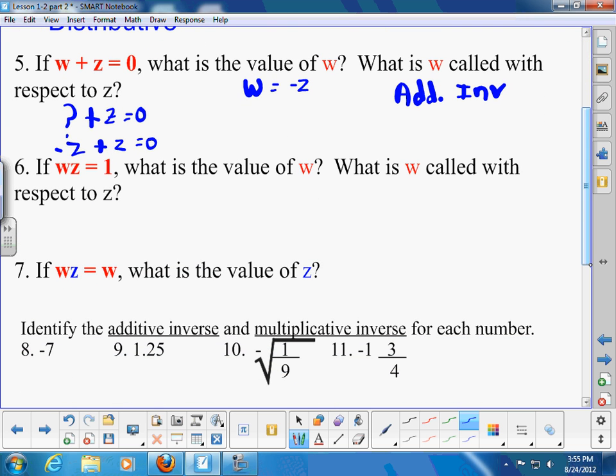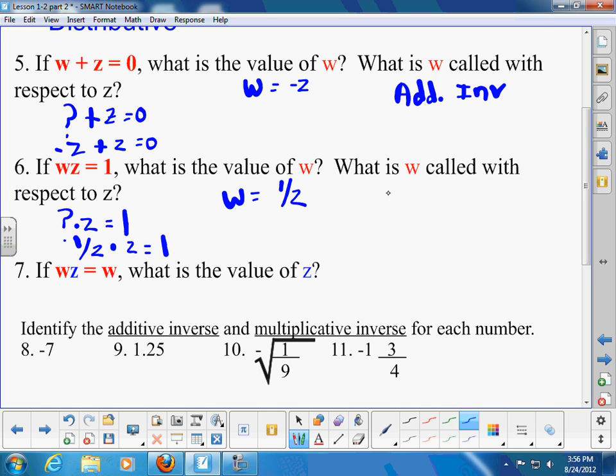Question number 6 is similar. If w times z equals 1, what is the value of w? And what is w with respect to z? So again, replacing that w with a question mark. Something times z equals 1. Well, it's not 0. 0 times z is 0. It's not 1. 1 times z is z. So the question mark has to be 1 over z, since 1 over z times z would equal 1. The value of w then is 1 over z. In other words, the reciprocal of z.